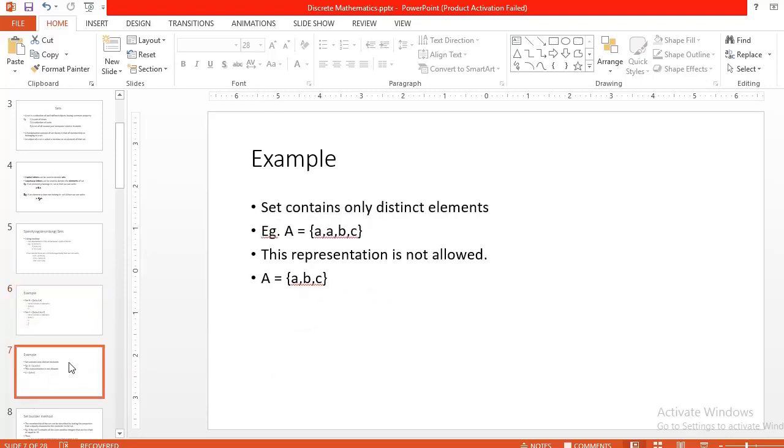A set contains only distinct elements. Distinct means distinguishable, or single elements. So repetition is not allowed here. We can say that a set contains only and only distinct elements.